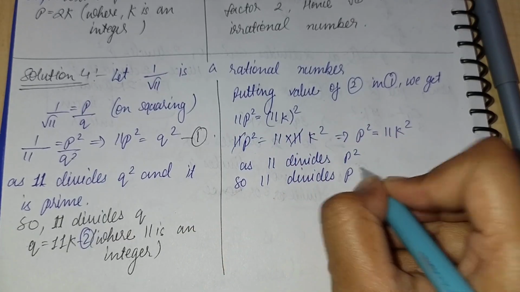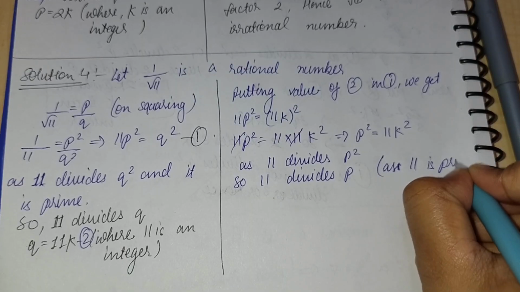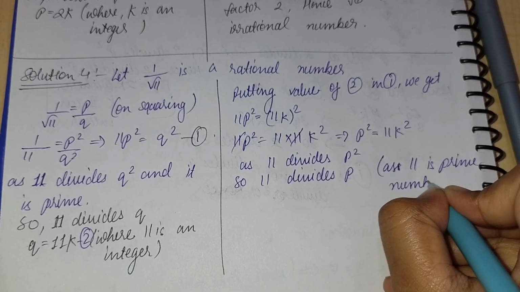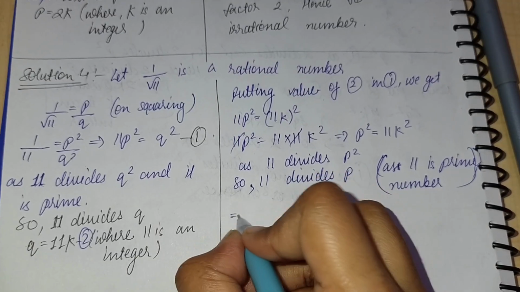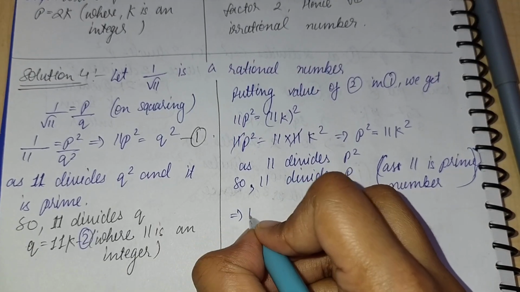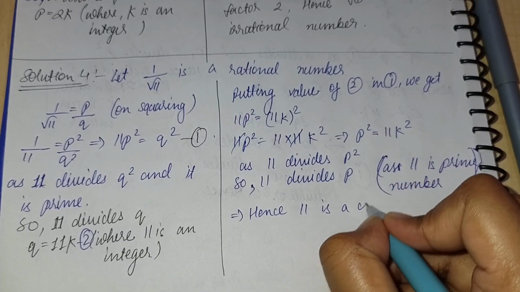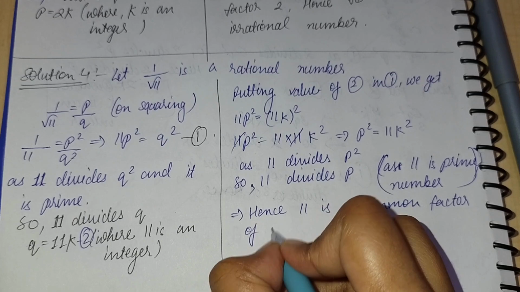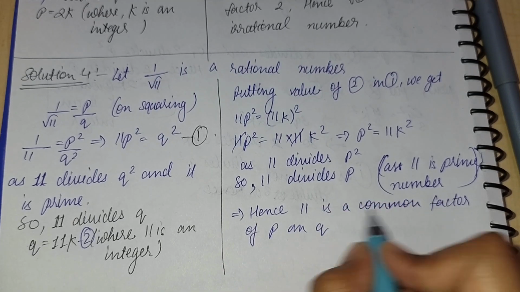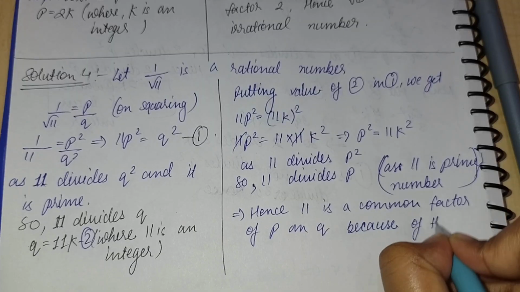Now as p and q have a common factor 11, it contradicts the fact that it is a rational number. So proved that 1 by under root 11 is not a rational number, it is an irrational number. Writing it as p square is equal to 11k square. So let us write the fact.